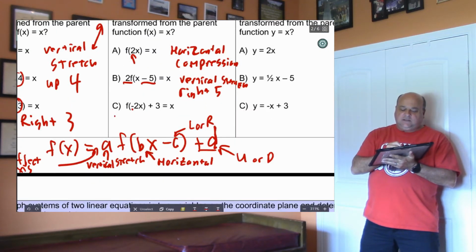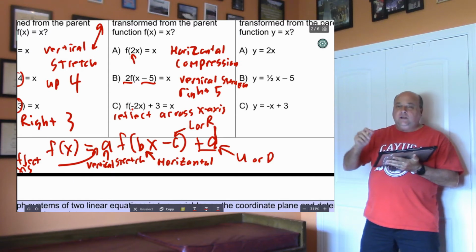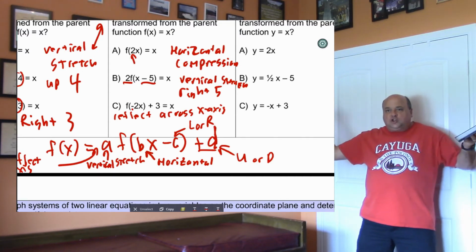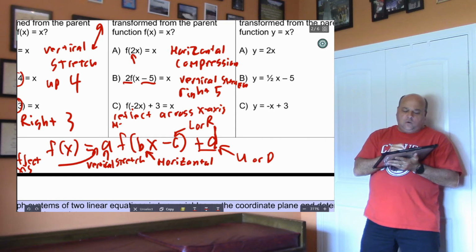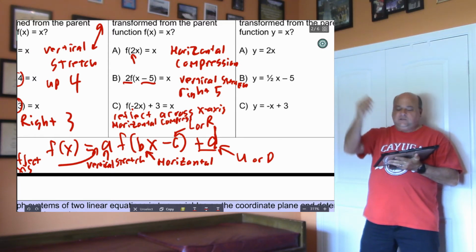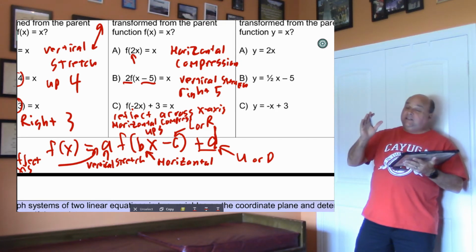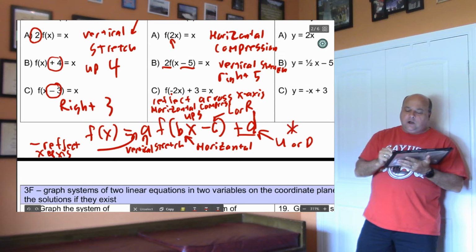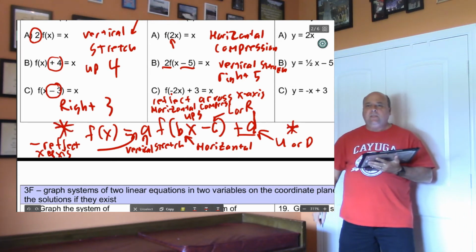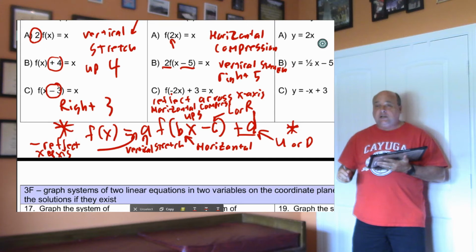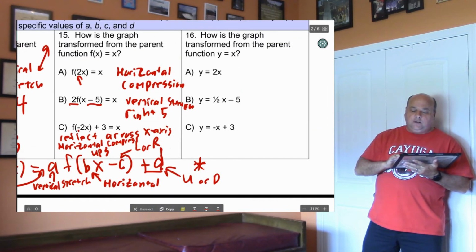Right here, the negative is a reflect across x-axis. The 2 is going to make it steeper, so we're horizontally smashing it. So horizontal compression, I'm going to run out of room here. Horizontal compress. And then the plus 3 is going to go up 3. Piece of cake. This is not on the formula chart. You need to know this right here, okay? That's a biggie, okay? Hopefully they won't Staar test you on this. It could be there.